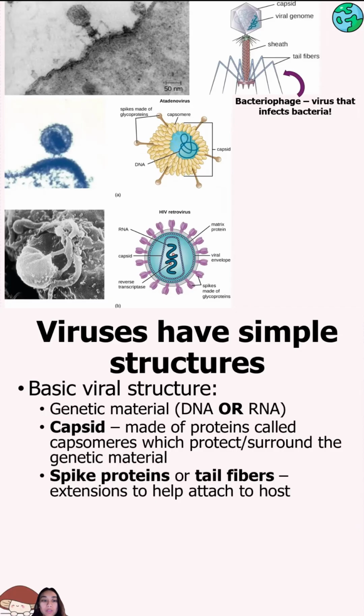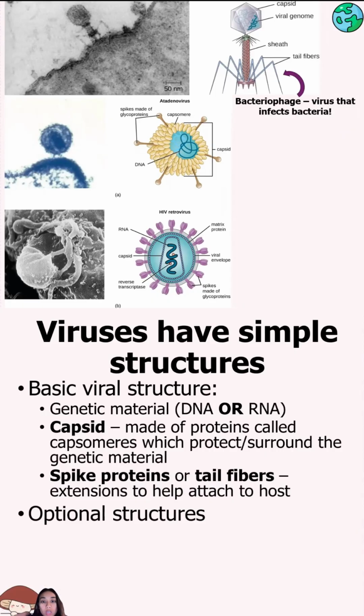And most viruses have some kind of way to attach to their host. So the whole point of a virus is to find a living host, get inside, take over, and make more viruses. And the first thing it needs to do is attach to its host using either spike proteins, which are these guys here, or if you're a bacteriophage, you're going to have these tail fibers. By the way, a bacteriophage is a virus that infects bacteria. That's really cool. And here is a picture of a real bacteriophage attaching to its bacteria.